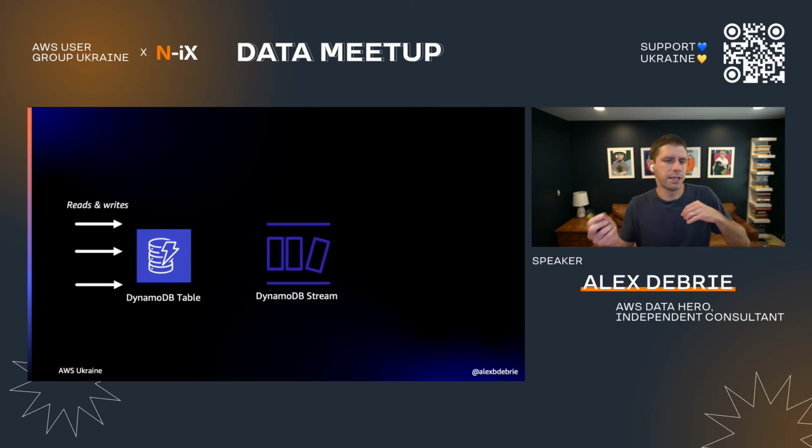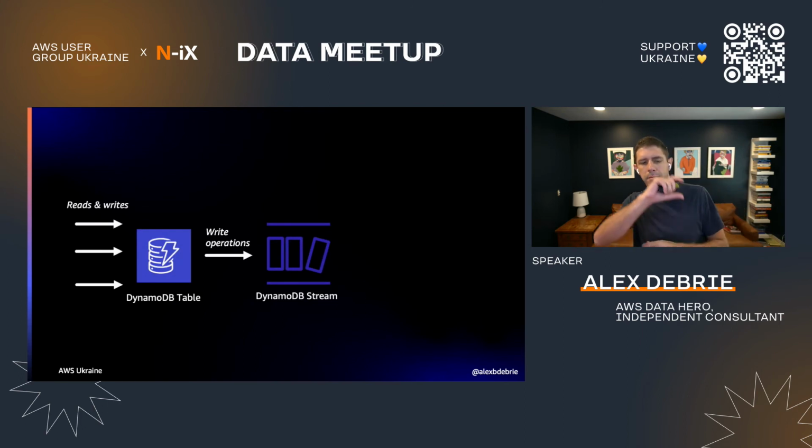You're writing data, you're reading data, you're deleting data, all that stuff. If you have streams enabled, every single write operation that happens against your table is going to get dropped into the stream in order. So every insert, update, delete will get put into that DynamoDB stream. It's just like a change log of what's happened in your database.